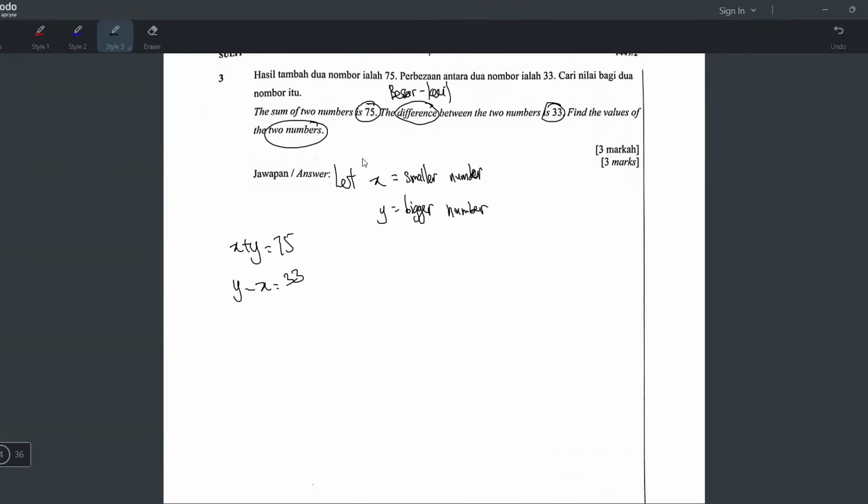I'll tell you all the options you have. You can either use the substitution method, the cara penggantian. Number 2 is the elimination method. And then number 3, you can also go for the matrix method, which I will not do.